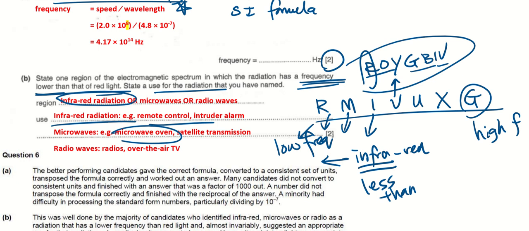Okay. You need both to get the marks. You cannot write infrared and instead of writing the correct application, write radio. You can't. You get 1 mark for the top one. Okay? It just doesn't make sense.